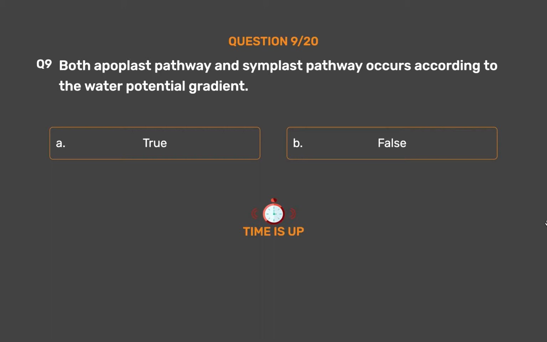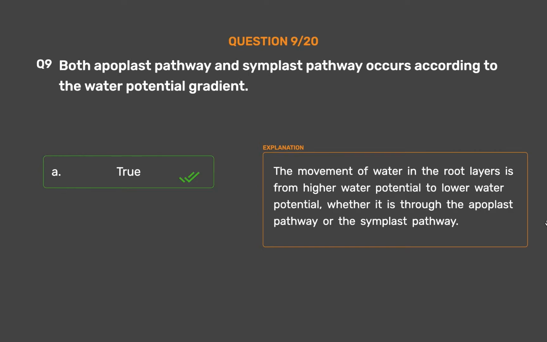The correct answer is option A. True. The movement of water in the root layers is from higher water potential to lower water potential, whether it is through the apoplast pathway or the symplast pathway.